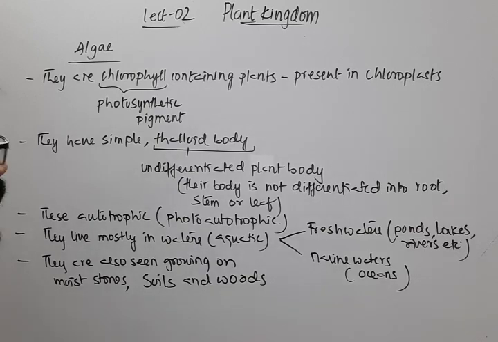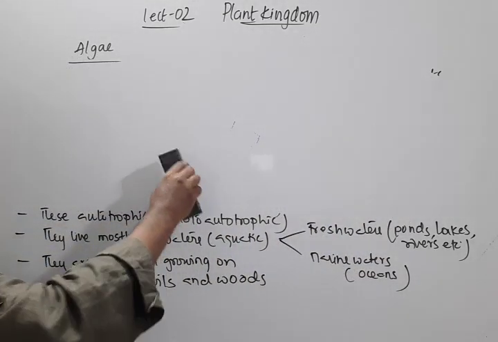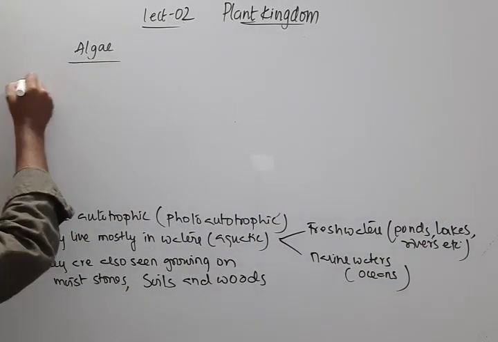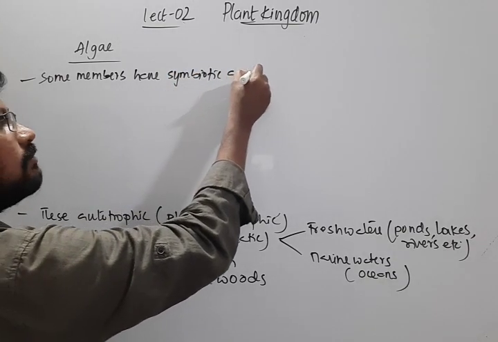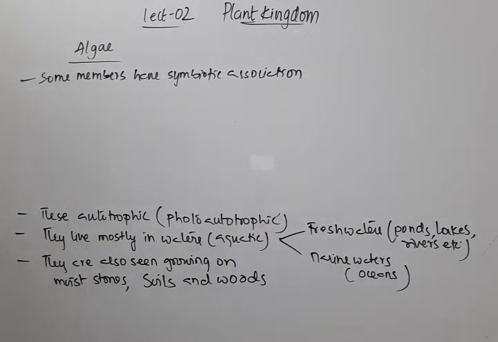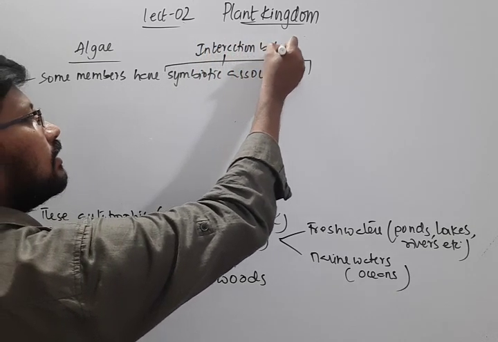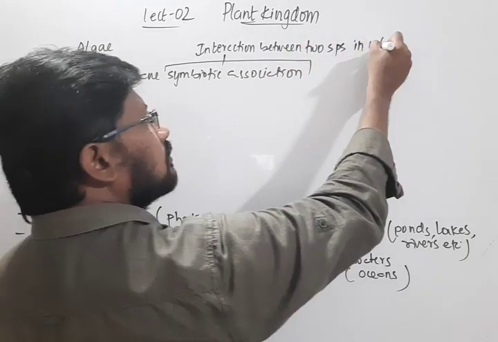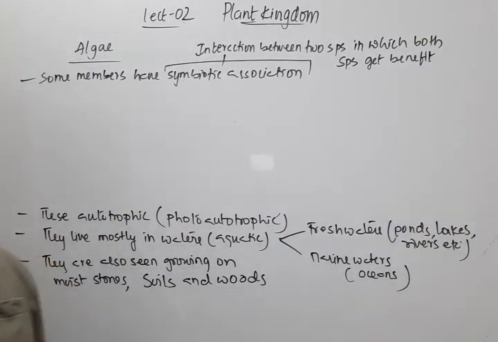Some members or some species live symbiotically with other species. So some members have symbiotic association. We know the meaning of symbiotic association: it is an interaction between two different species in which both species get benefit. Such an association we call symbiotic association.